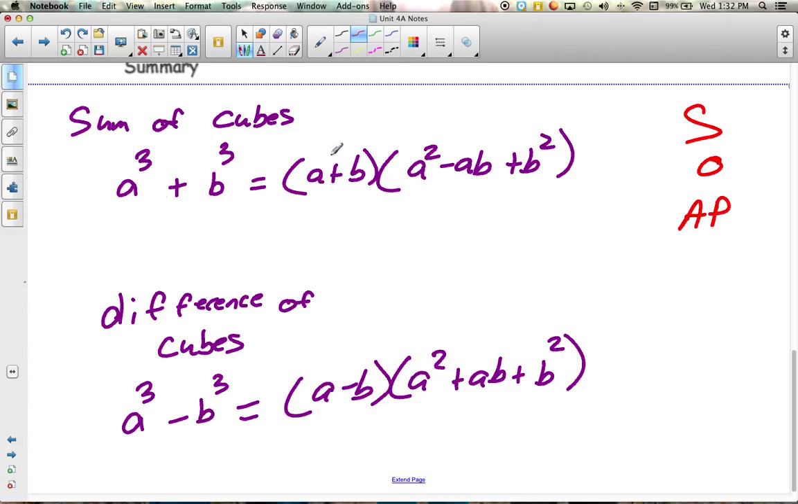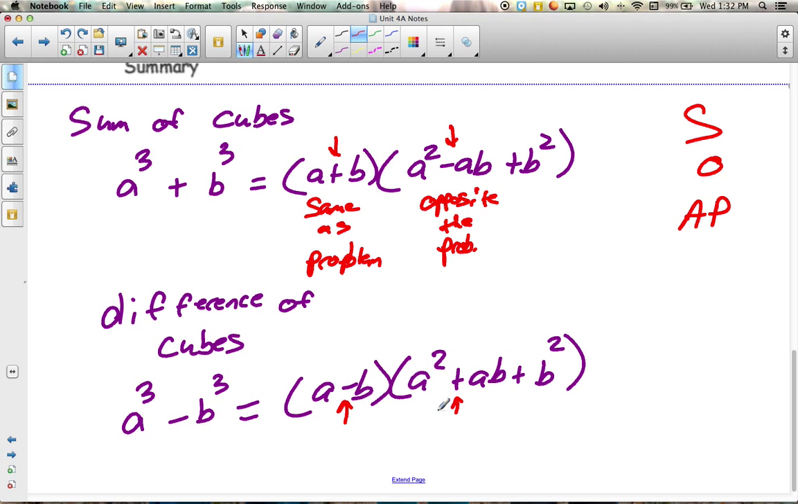When you're factoring, this first sign is the same as the problem. So the problem is a plus, I have a plus. For the difference, I have a minus, and I have a minus. So the first sign in your factor is the same as the problem. The second sign is always opposite the problem. Okay, so for the first one, I have a sum, so the opposite of plus is minus. For a difference of cubes, I have a minus. The opposite of that would be plus.